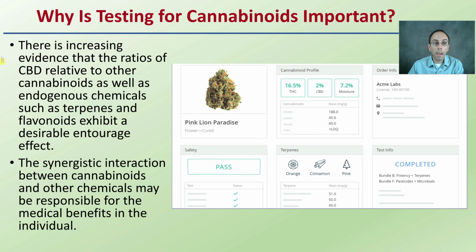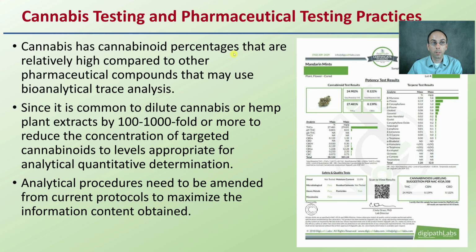Well, there's increasing evidence that the ratios of CBD relative to other cannabinoids, as well as endogenous chemicals such as terpenes and flavonoids, exhibit desirable entourage effect. So this is important as far as looking at the potential benefits to this plant material. The synergistic interactions between cannabinoids and other chemicals may be responsible for the medical benefits in the actual individual. This is why, in part, it's important to test for these, not just to claim the highest or particular numbers.